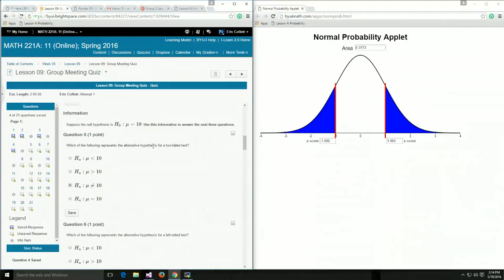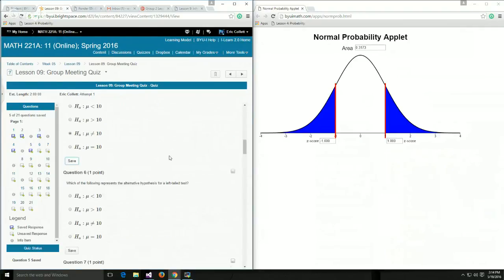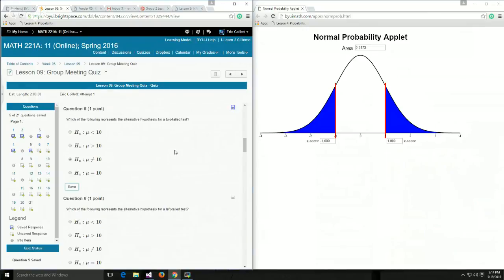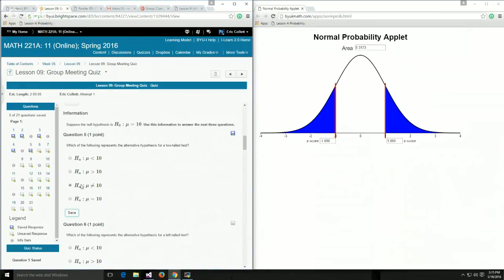Question 5 says, suppose this null hypothesis. Okay, so this is asking for the alternative hypothesis for a two-tailed test. And that would mean that it's either less than or greater than the null hypothesis. Yeah, the third one. So I think it's the not equal to 1. Yeah, it's the not equal to. Cool, we'll take the third one, the C. Yeah, mu not equal to 10.